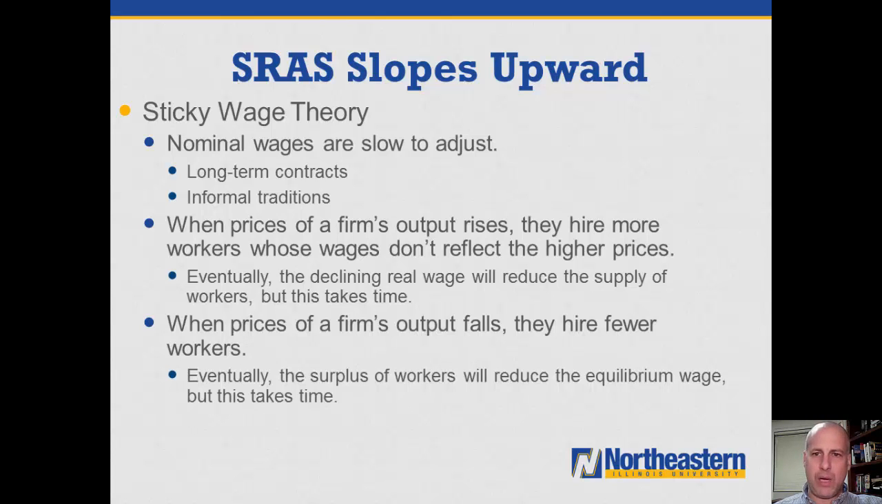When the price of a firm's output rises, they hire more workers whose wages don't reflect the higher prices, and eventually the falling real wage will reduce the supply of workers, but this takes time. Additionally, when the price of a firm's output falls, they hire fewer workers, and eventually there will be workers who will be willing to work at some new lower wage. This surplus of workers will reduce the prevailing wage in equilibrium, but this takes time as well. So it takes time for workers and firms to adjust in the labor market to the new reality of higher or lower prices, and that's what sticky wage theory says.